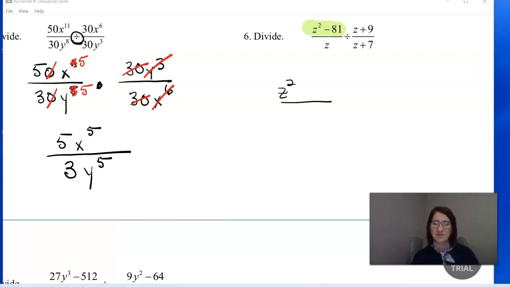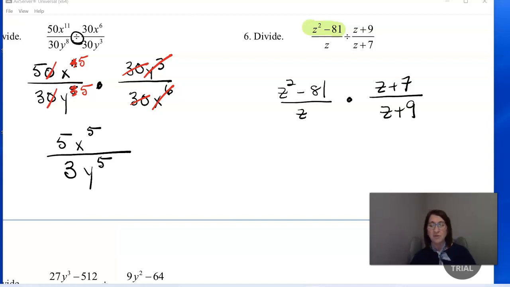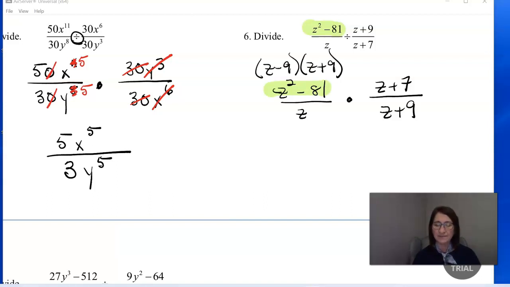Actually, let me do this in 2 steps. So z squared minus 81 over z times, and then let's flip this, z plus 7 over z plus 9. Okay, so now we can take that z squared minus 81, and that's a difference of 2 squares. Let's change that to z minus 9, z plus 9.